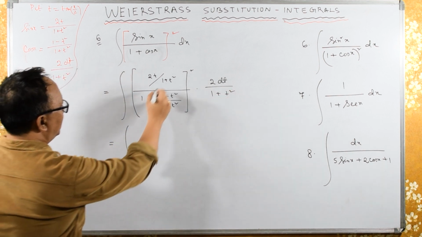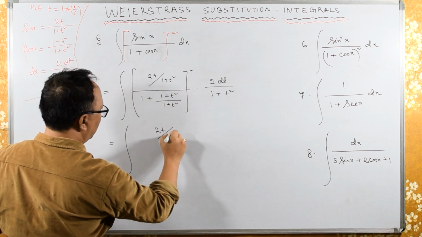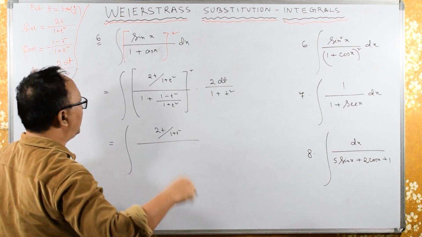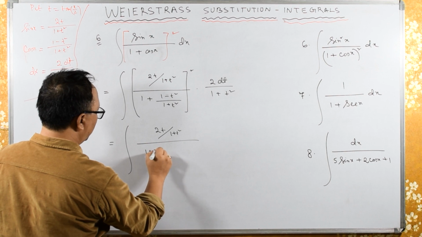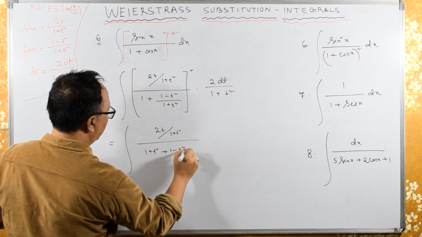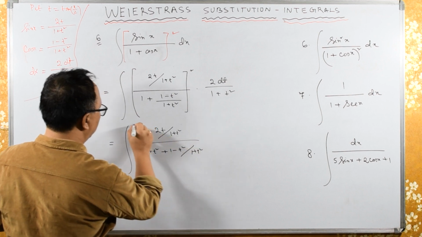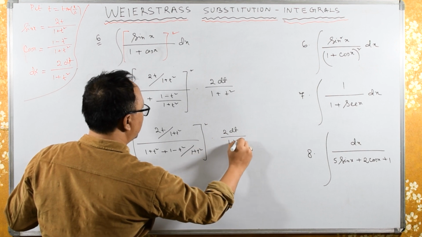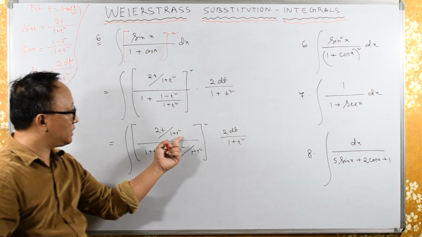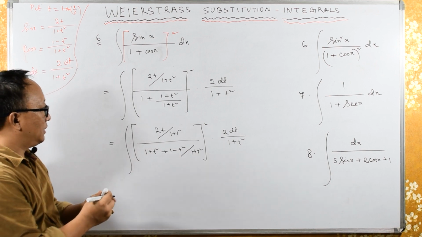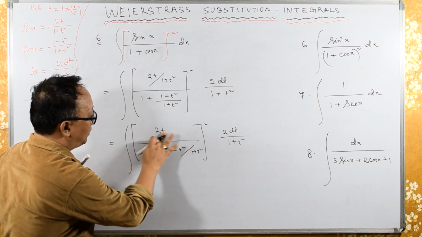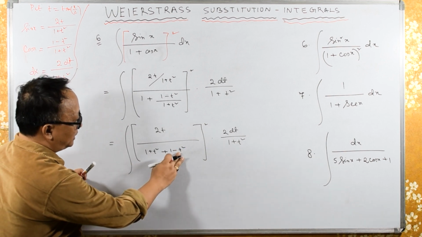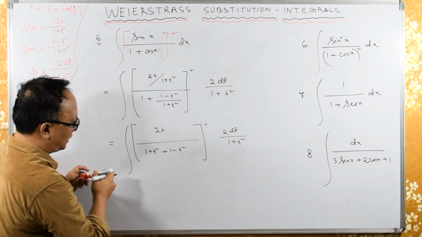Now the integral of twice t upon 1 plus t square, here you take the LCM. If I am taking the LCM, 1 plus t square will come over here, plus 1 minus t square upon 1 plus t square the whole square, into 2 dt upon 1 plus t square. Now this 1 plus t square and this 1 plus t square get cancelled, and as well as this t square and this t square get cancelled.